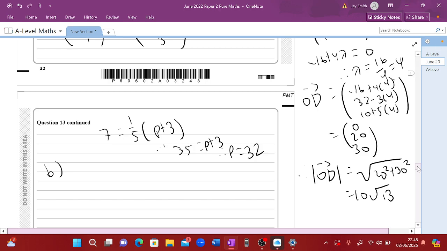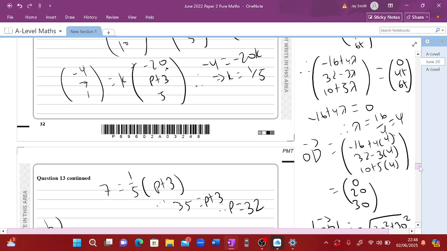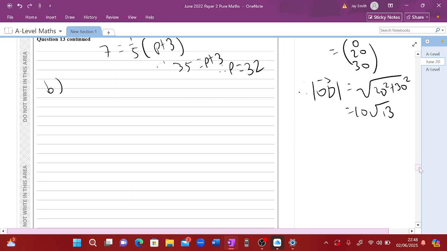And that should be the answer, I believe. As a simplified surd, yeah, you can't simplify that anymore. Yeah, 10 root 13, that's the answer. Cool, hopefully that made sense.